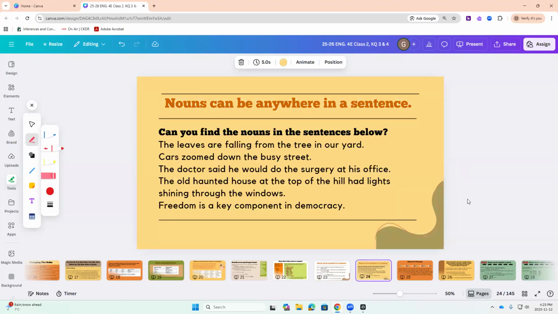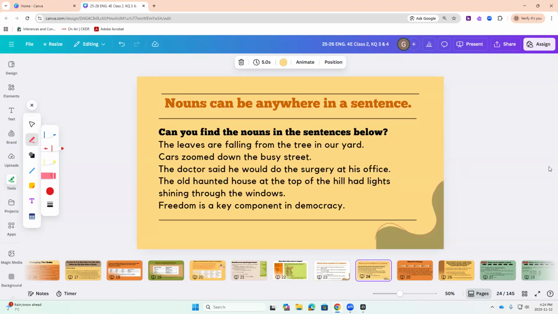So we're going to do a little practice here. Can you find the nouns in the sentences below? I am going to let you take a look at that for a quick second while I take a quick drink of water here. All right, I'm assuming you guys have found the first one.